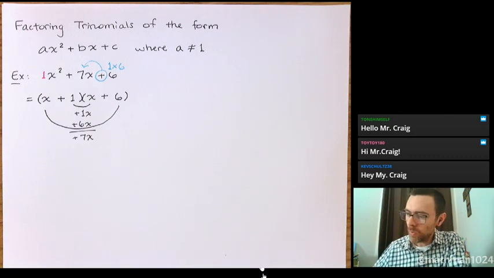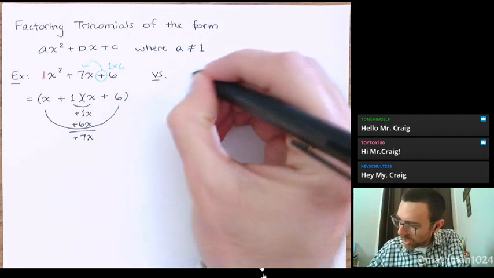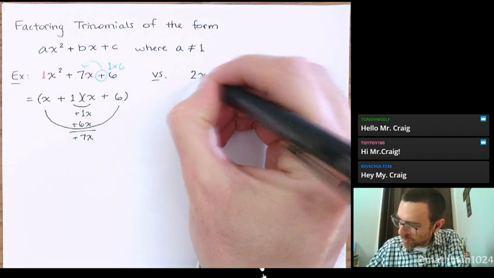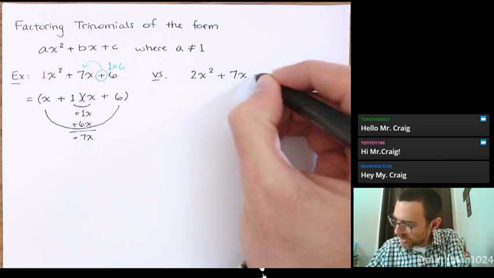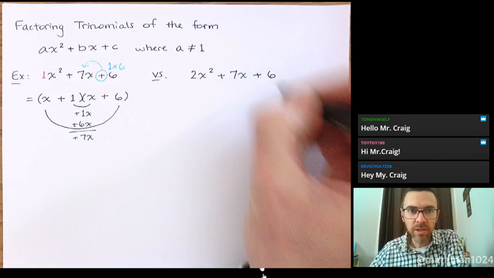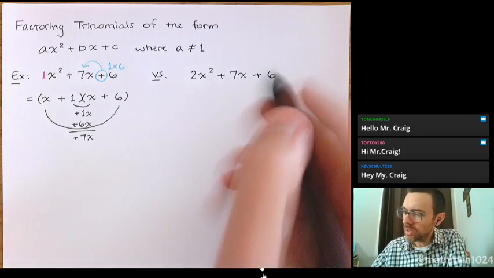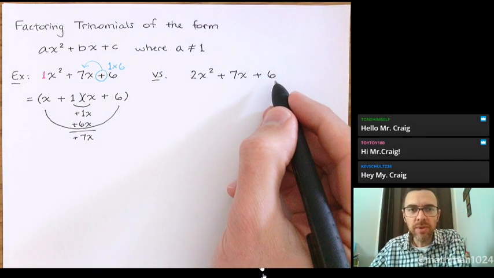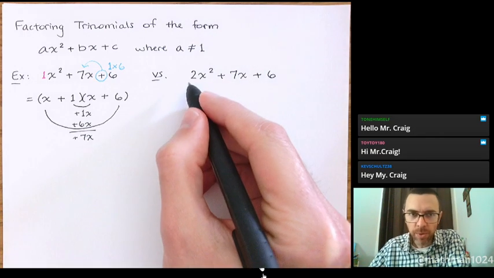Now, what if I were to take this polynomial, 2x squared plus 7x plus 6? See, now this is a completely different story because we can't just focus on the 6 and find factors of 6 that add to 7. We have to somehow incorporate this 2 in here.